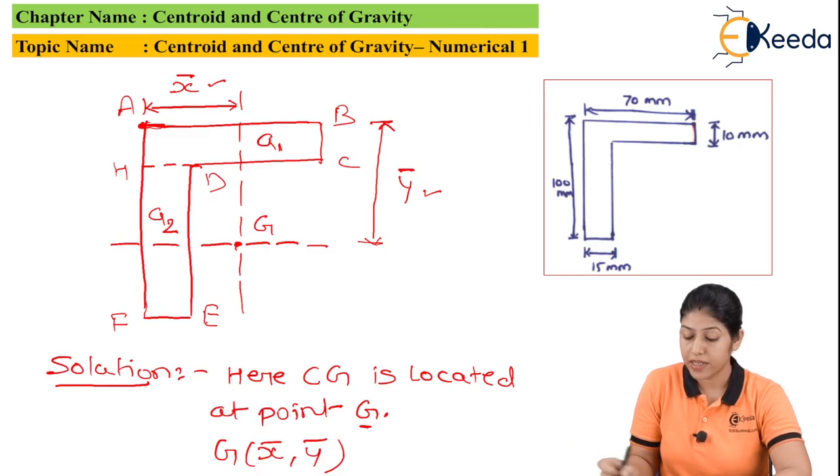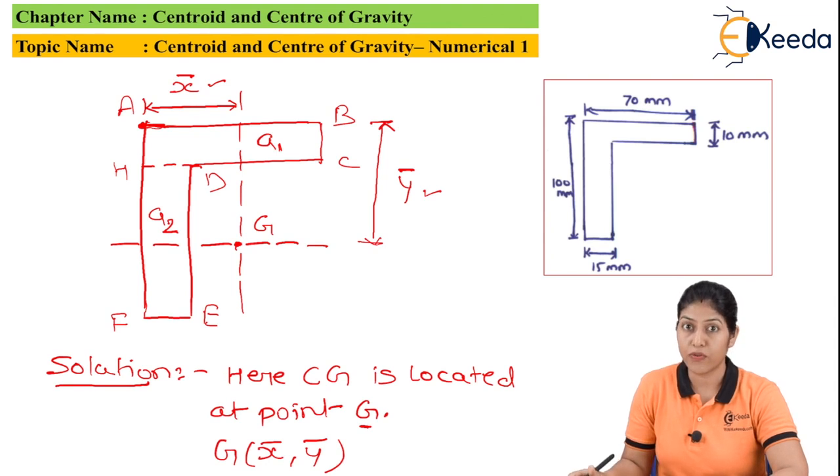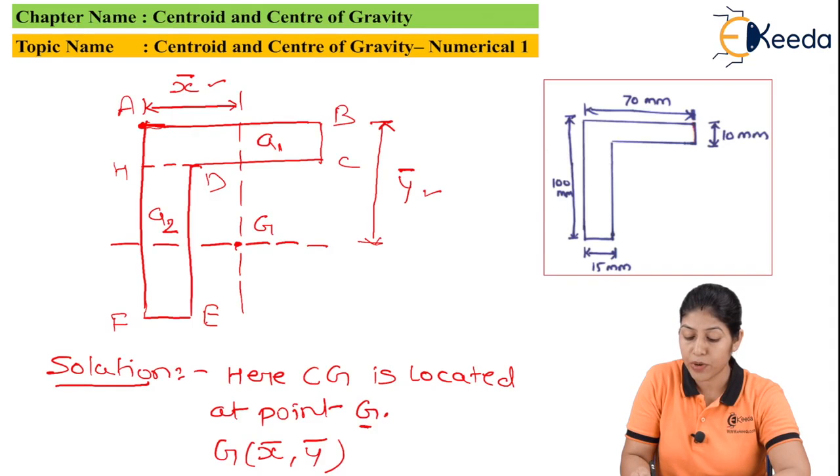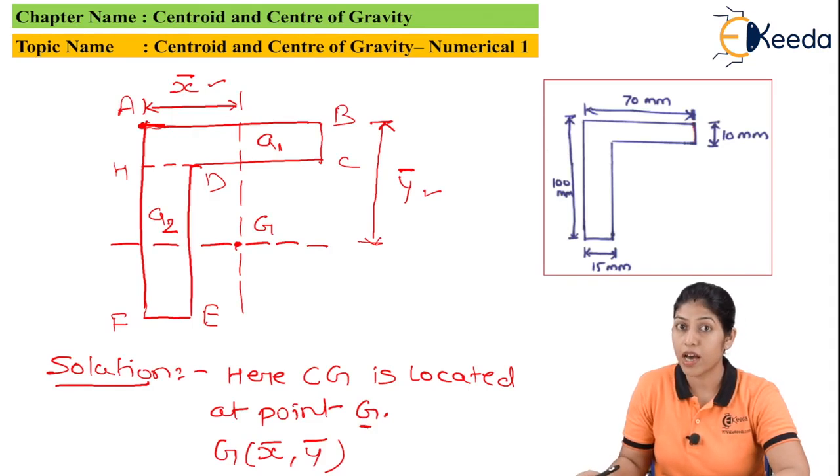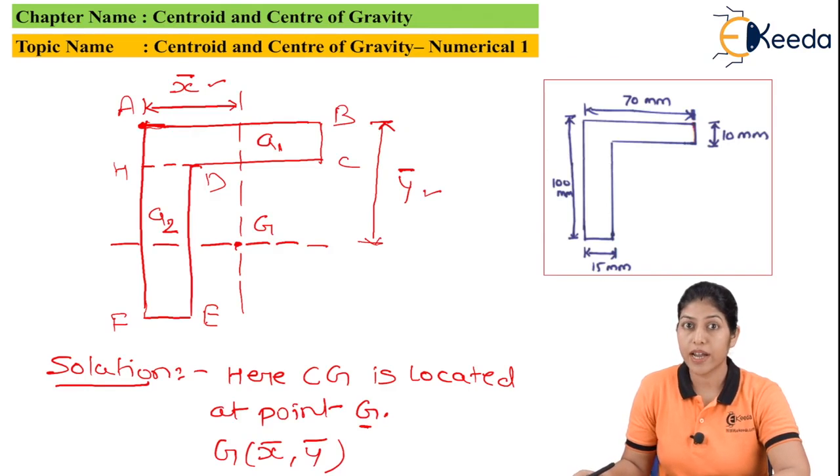Now let's consider different rectangles, and let's consider the reference as AB and AF. This point A we are considering as the reference point, and the coordinate at point A we are taking as 0, 0, and from this particular point A only we are going to find out the values of the coordinates. So let's find out the CG for the first rectangle ABCH.